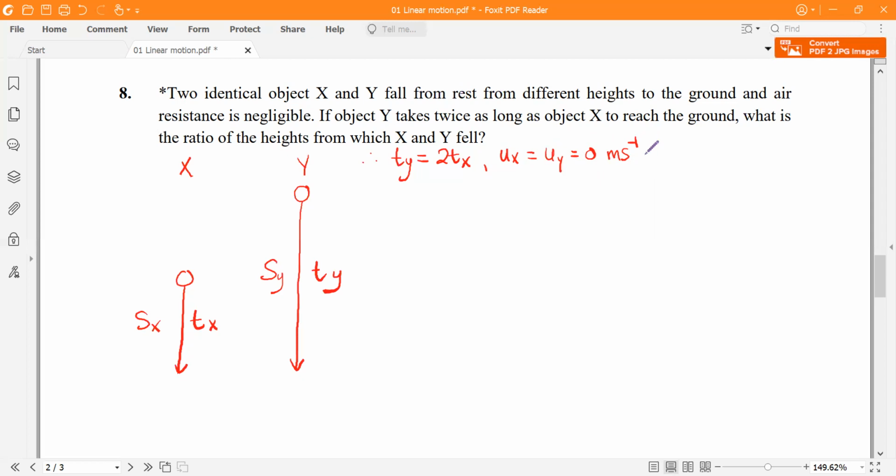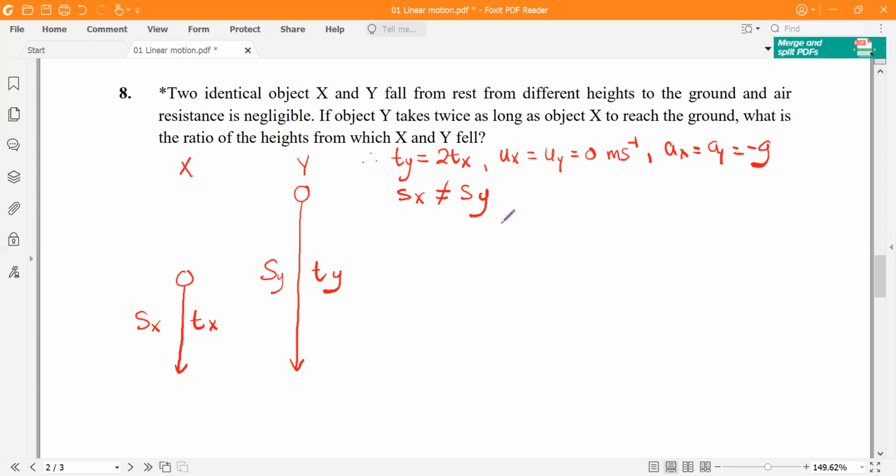And both are falling under the influence of acceleration due to gravity. So therefore Ax equals Ay, which is equivalent to negative g. So this is the information that you can gather from the question. And next, we understand that obviously the heights Sx and Sy are not the same. So Sx is not equivalent to Sy.